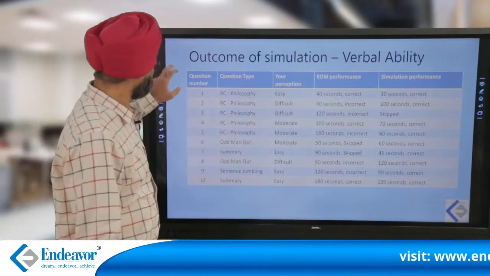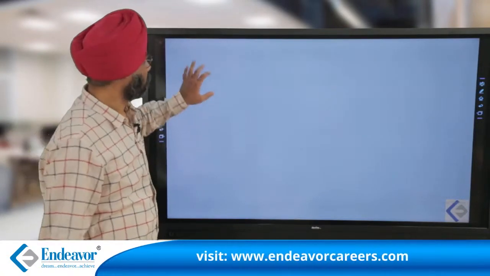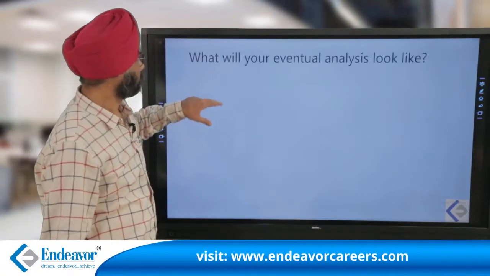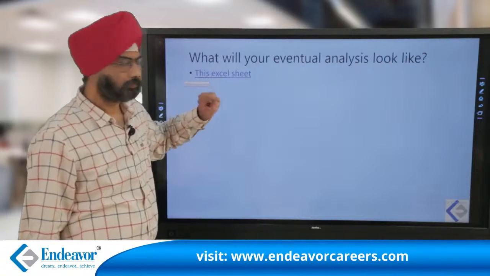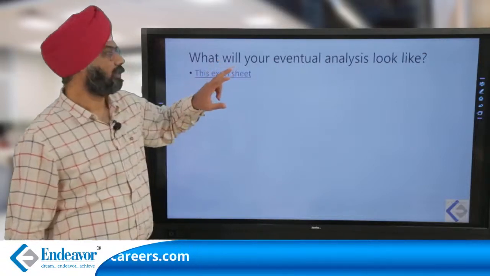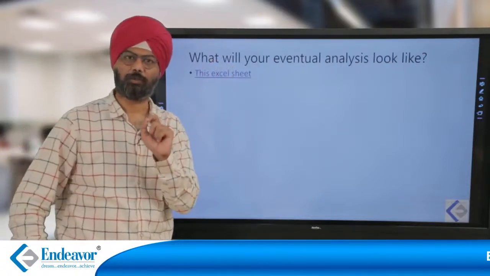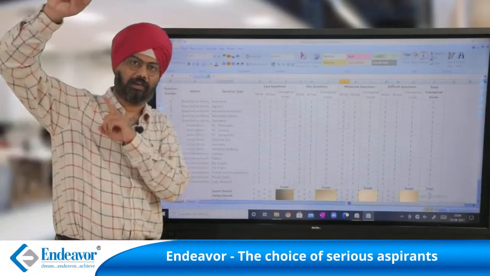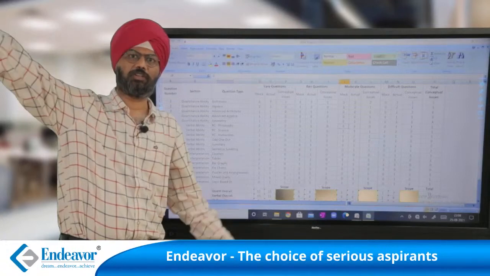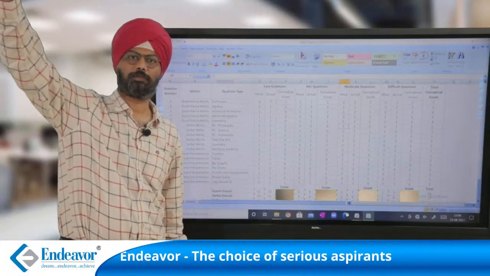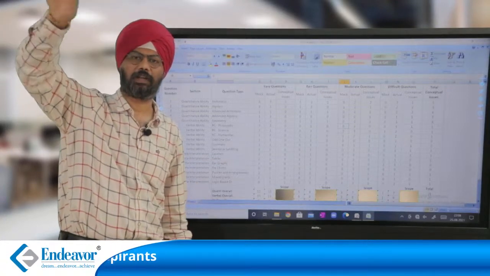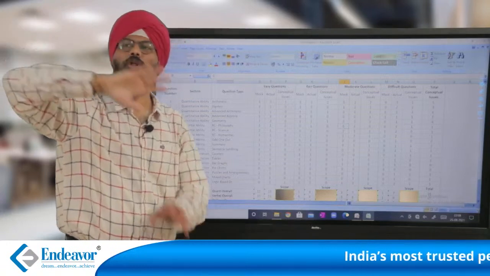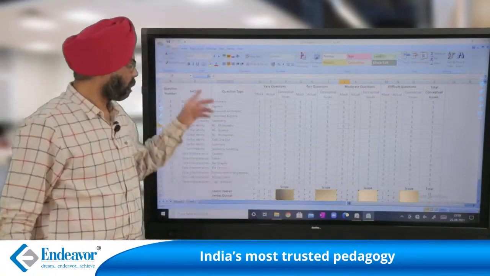तो इसके बाद क्या होता है? इसके बाद you'll get something like this. This is the best thing that I took away from Endeavor during my CAT time, and each of my students who has reached a 100 percentile or a 99.5 or a 99.8 or a 99.9, all of them had these sheets.